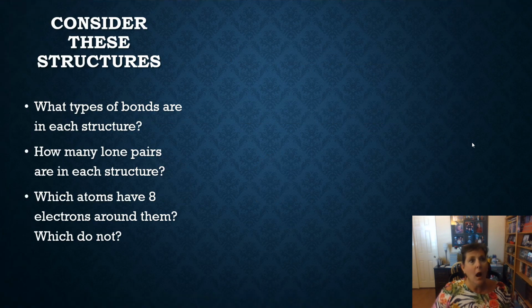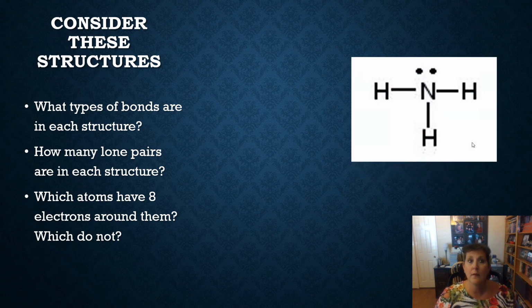All right, we need some more Lewis dot structures. I'm going to show you in a minute. I want to know what kind of bonds there are, how many lone pairs there are, and I want you to see which atoms have 8 electrons around them and which don't. Let's look at this one first. NH3. What kind of bonds? Single bonds. How many? 3 of them. Good job. How many lone pairs?